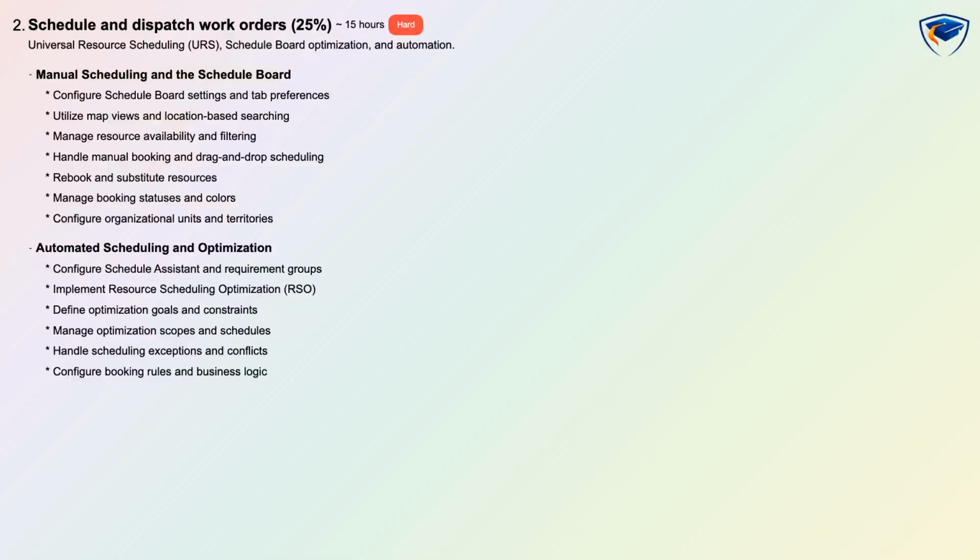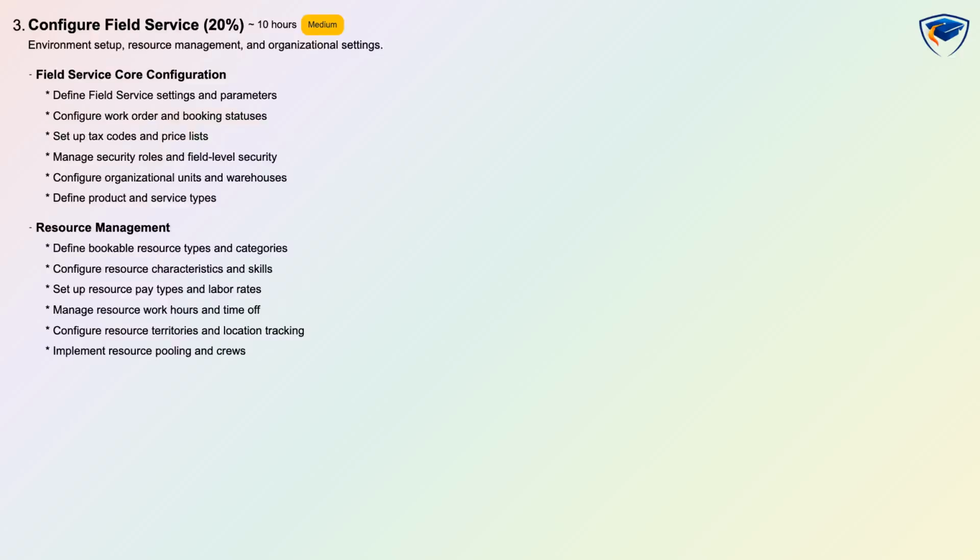Configure field service represents 20% of the exam, with medium difficulty and approximately 10 hours of study, blending hands-on and conceptual assessment. This domain covers environment setup, core field service settings, and resource management. You will define settings and parameters, set up work order and booking statuses, tax codes, price lists, and security roles, and configure organizational units and warehouses.